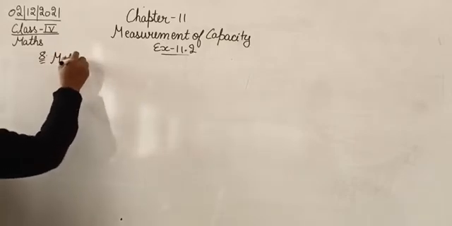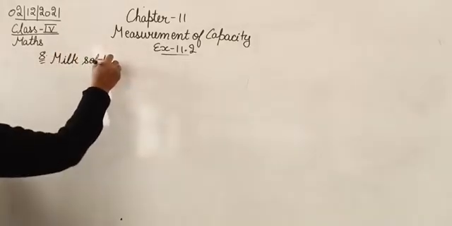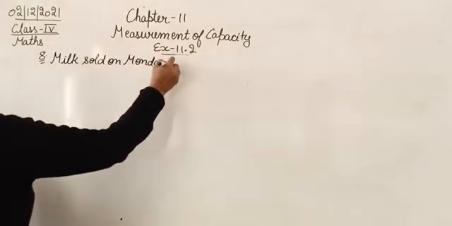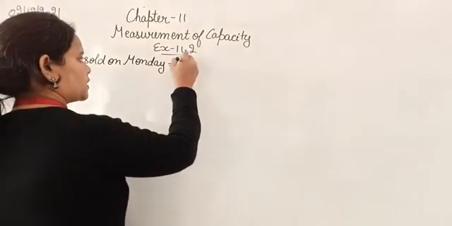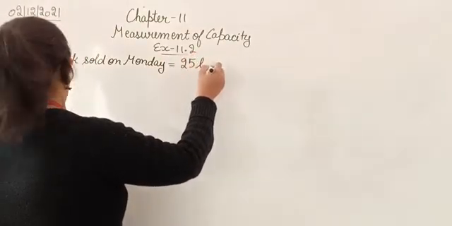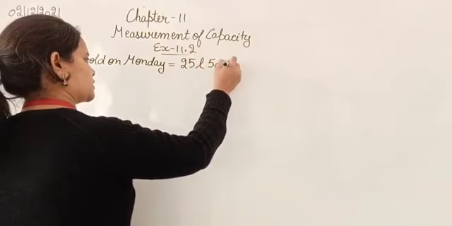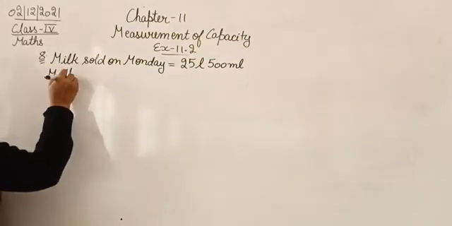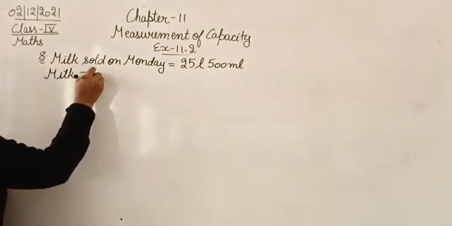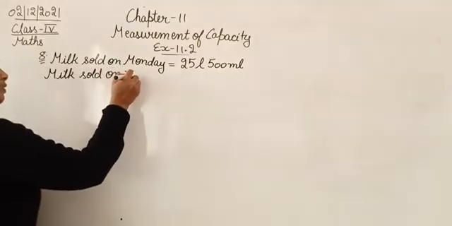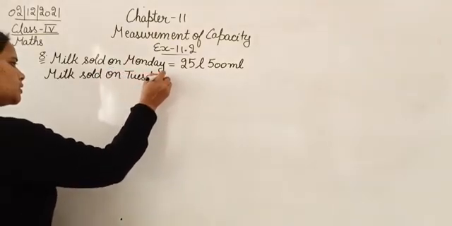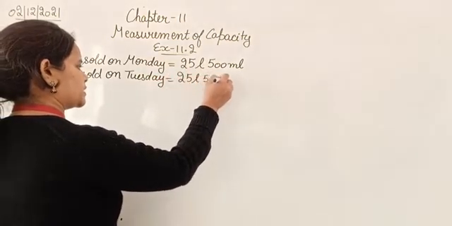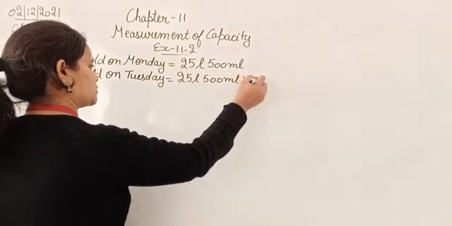So write, milk sold on Monday, question number 8. Milk sold on Monday is equal to 25 liter 500 milliliter. Milk sold on Tuesday, so that is 25 liter 500 milliliter into 3.